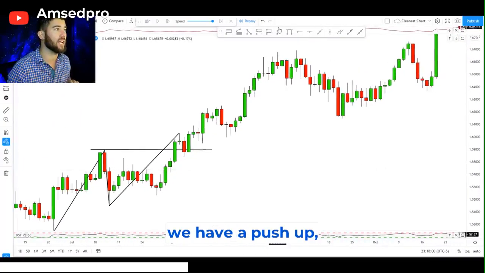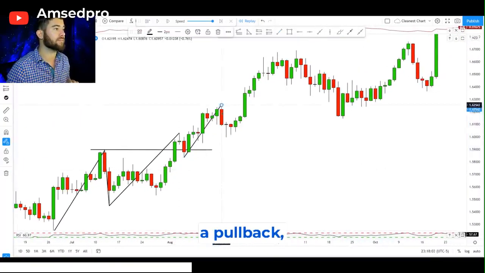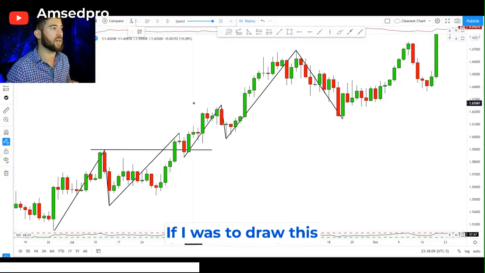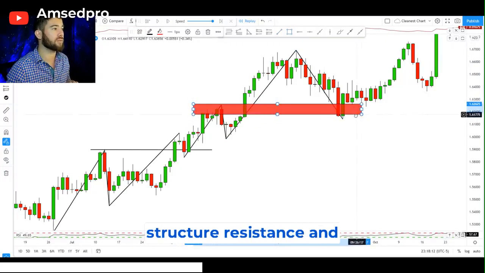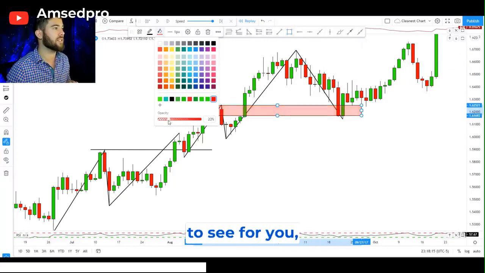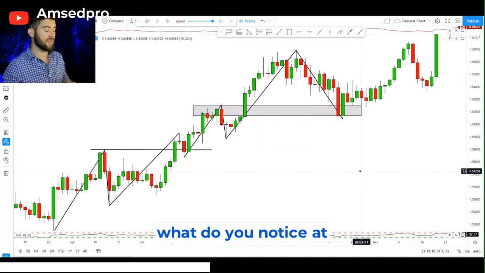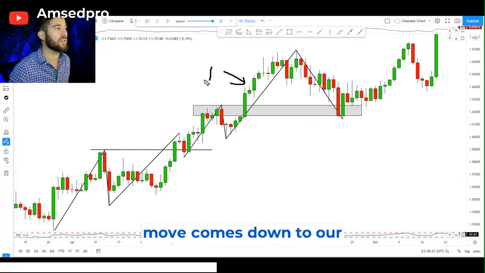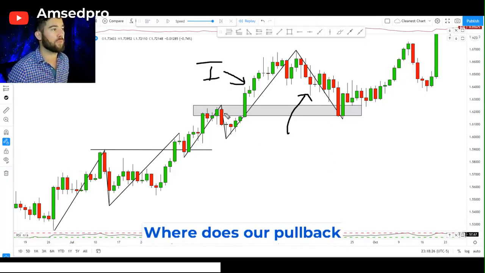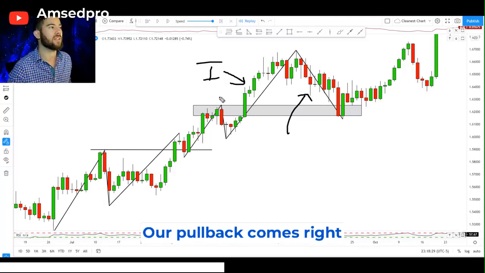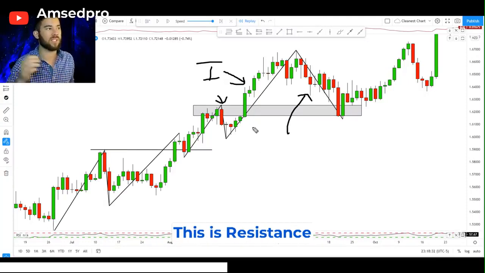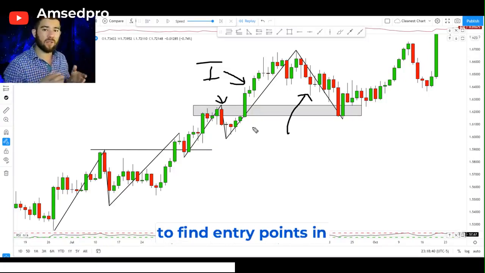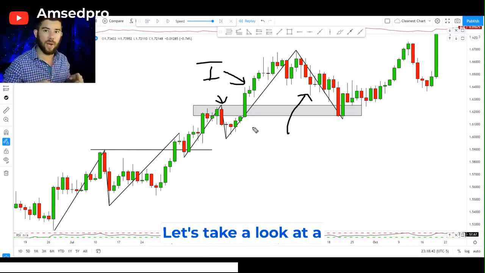If we continue looking here, we have a push up, a pullback, a push up to a new high. This pullback, where does this pullback come to? If I was to draw this box out right here at our previous level of structure, resistance, and make it a little easier to see for you, what do you notice? At this point, with this trend continuation in mind, the market made a new high with our impulsive move. Comes down to our pullback. Where does our pullback come to? Our pullback comes right into the previous high that was broken. This is resistance turned into support, and this is how we use support and resistance to find entry points in trend continuation. Let's take a look at a bearish example of this now.